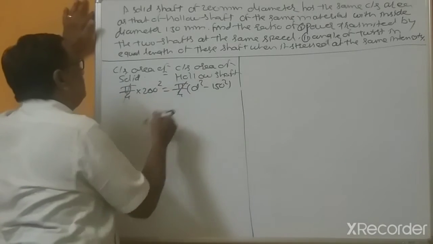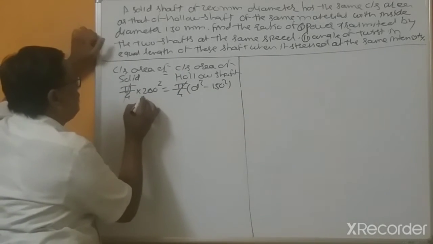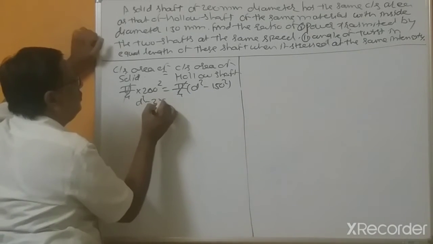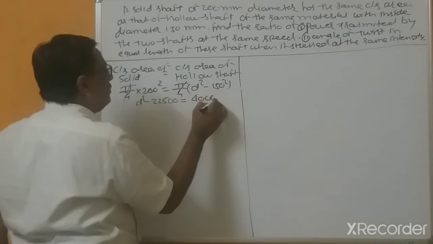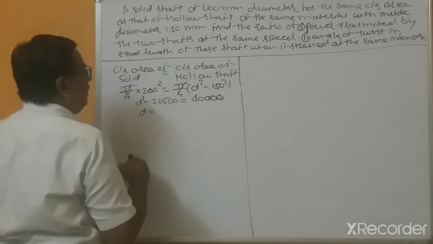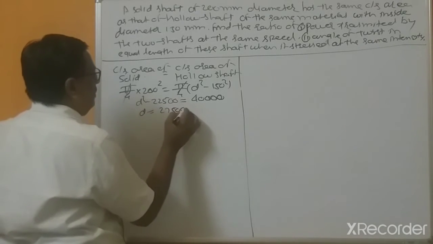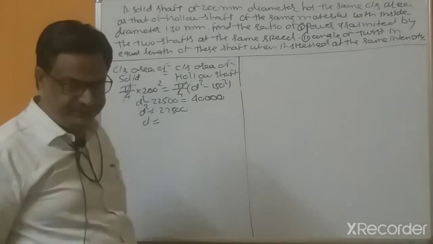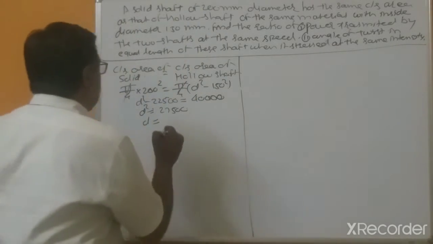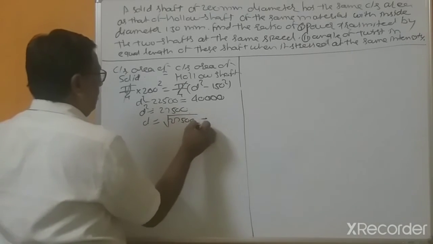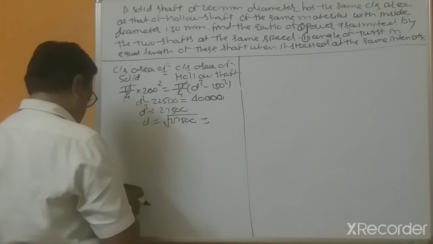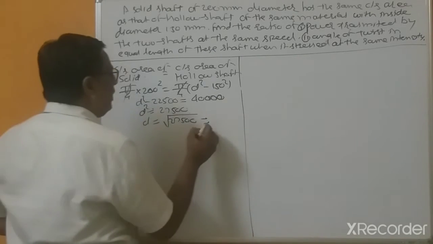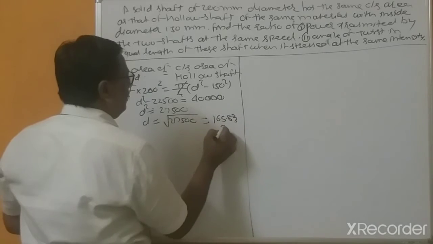And this will get cancelled. So D square minus 150 square equals 200 square, which is 40,000. D equals the square root of 62,500, which is 250 mm.